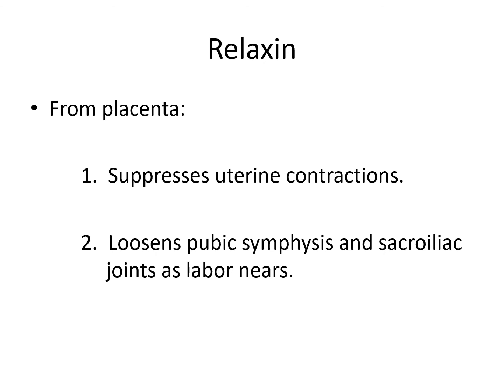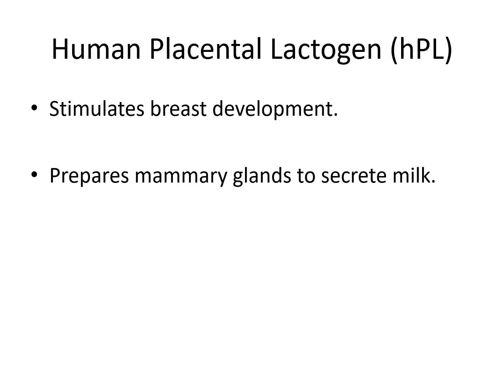A hormone called relaxin from the placenta will suppress uterine contractions. It also loosens the pubic symphysis and sacroiliac joints as birth nears. Another hormone is called human placental lactogen. This will help stimulate breast development and prepares the mammary glands to secrete milk.